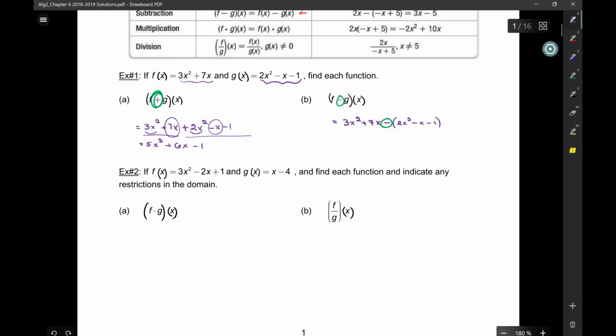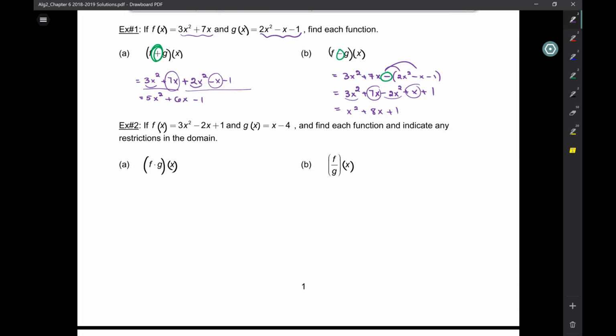And now I'm going to need to distribute that minus sign. So it'll be 3x squared plus 7x minus 2x squared plus x plus 1. Again, combining like terms, I have x squared plus 8x this time plus 1. Okay? Cool. Now here, I'm multiplying. I have a fresh function f and g, and I need to multiply them.